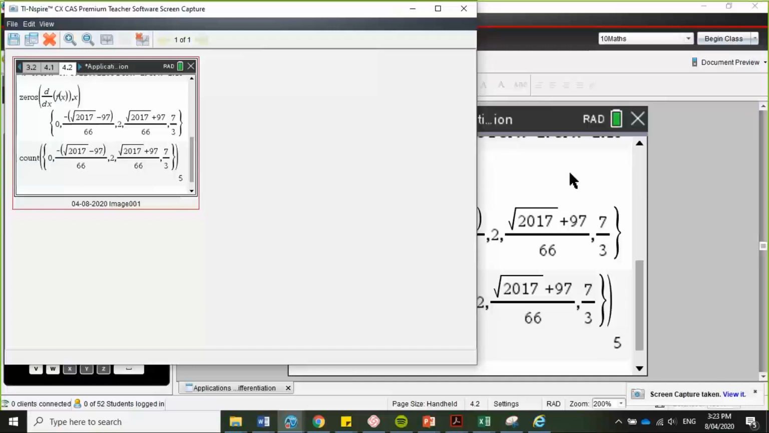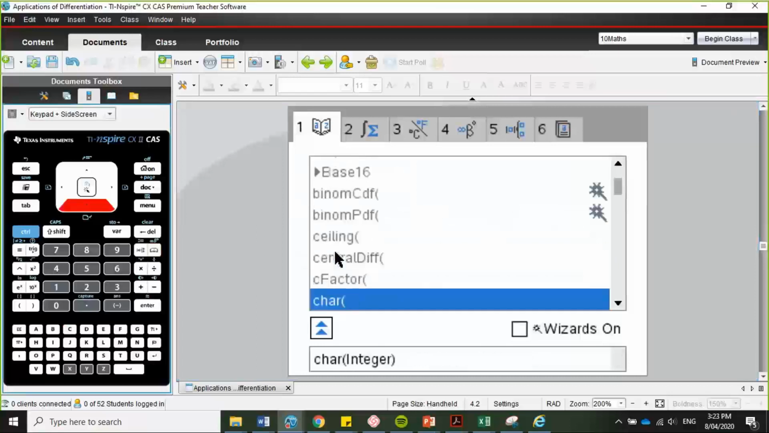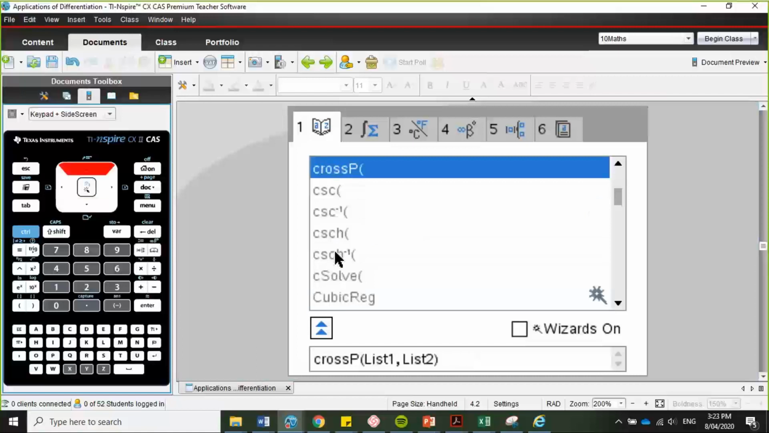Sorry, Bella is asking where the count function is. It's in the catalog, honey. So in here, and you can scroll down to count, or D and scroll up, and you should be able to find it there.